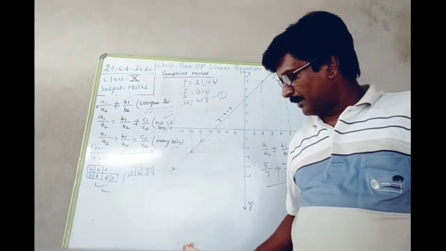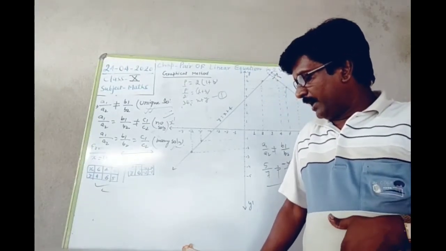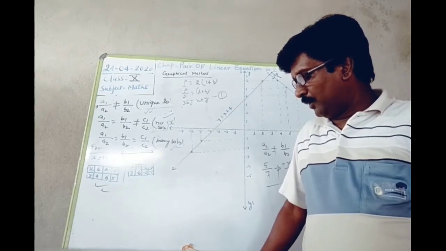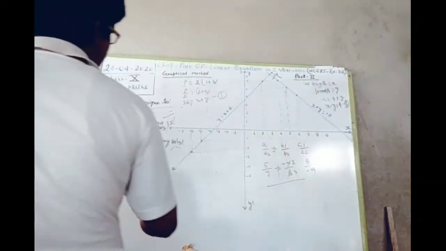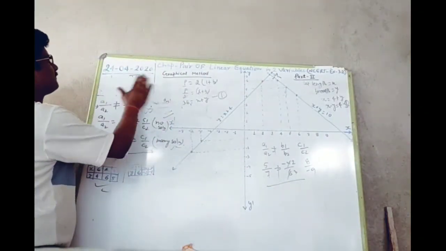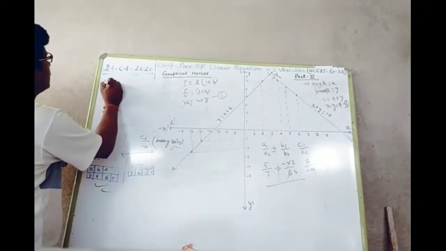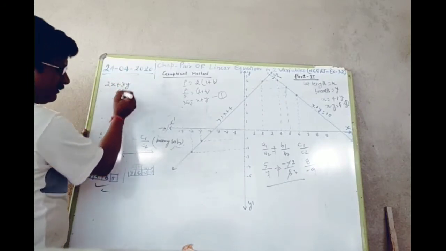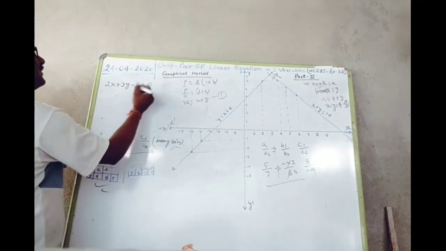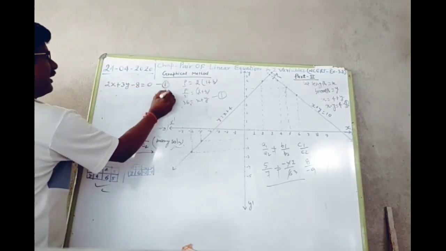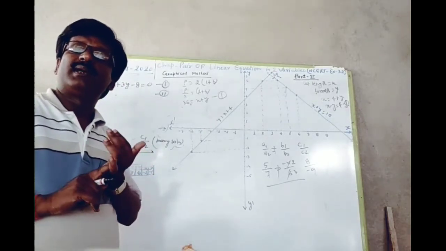Okay. Next, question number 6 is given. Given the linear equation 2x plus 3y minus 8 is equal to 0, write another linear equation. In this question, one equation is given: 2x plus 3y minus 8 is equal to 0. This is the first equation. And now we have to frame the second equation such that it follows the intersecting lines.